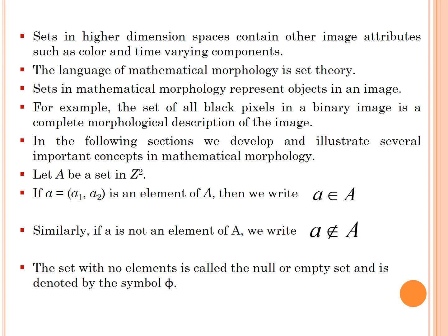Let A be a set in Z square. If a equals (a1, a2) is an element of A, then we write a belongs to A. Similarly, if a is not an element of A, then we write a does not belong to A. The set with no elements is called the null or empty set and is denoted by the symbol phi.